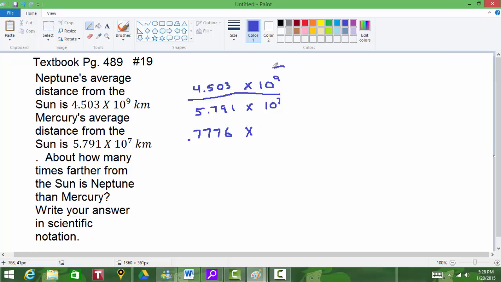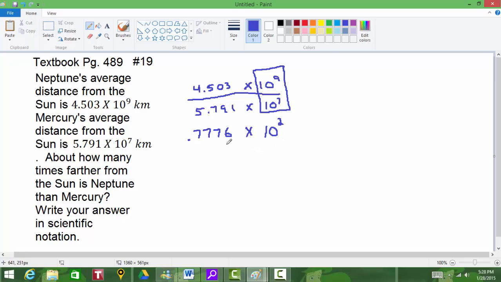Okay, and then the next part, I'm going to divide these two. We have 10 to the ninth over 10 to the seventh. Remember, we can subtract our exponents. So I'm going to subtract them, and I get 10 to the second.